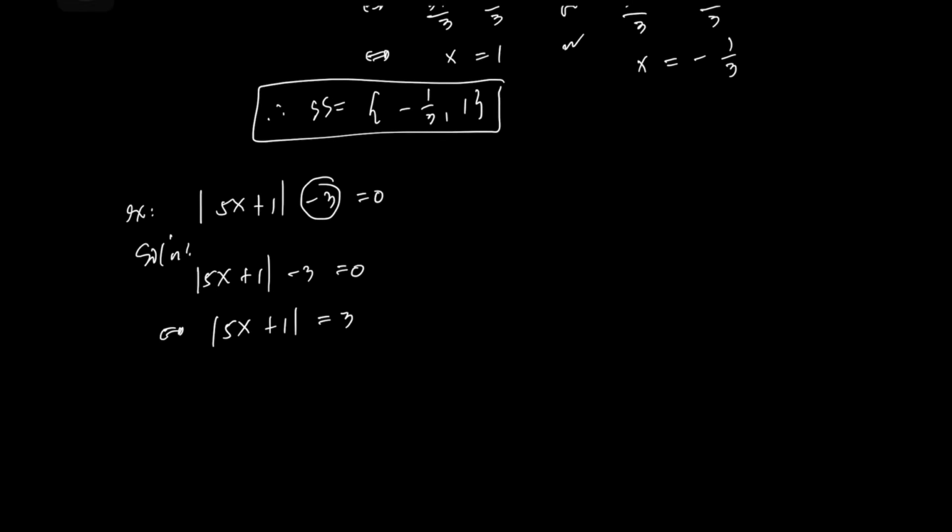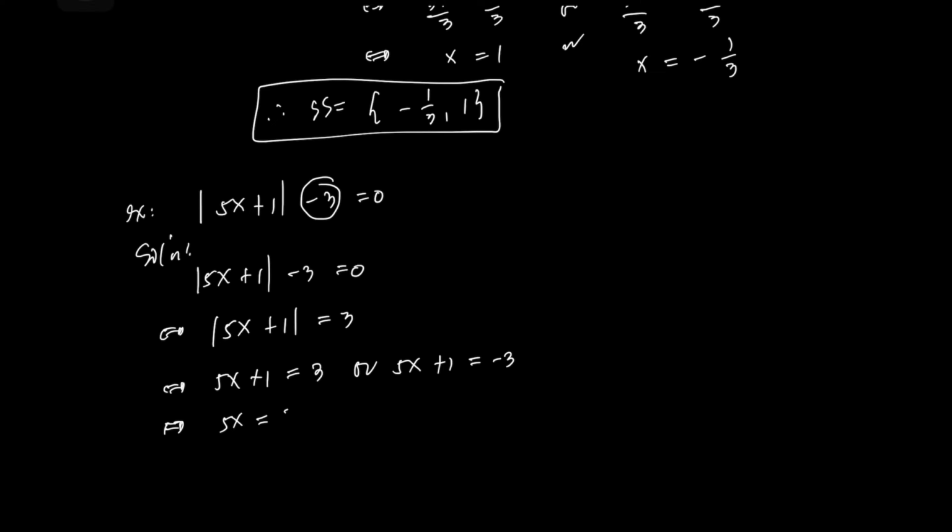In this case, the left side is absolute value. Everything is inside the absolute value, and the right side is a constant, which is our p. So now, we can apply our rule, which is 5x plus 1 equals 3, or 5x plus 1 equals negative 3. Then we can simplify this to find the value of x by again applying the addition property of equality and the multiplication property of equality.